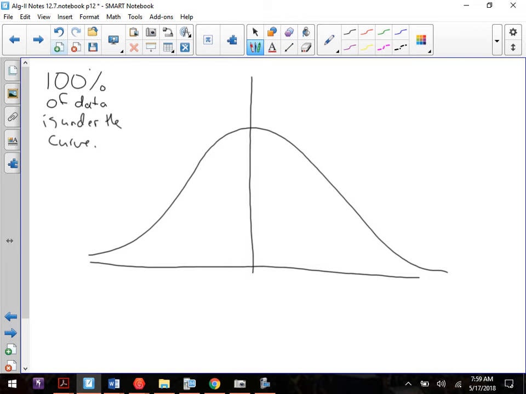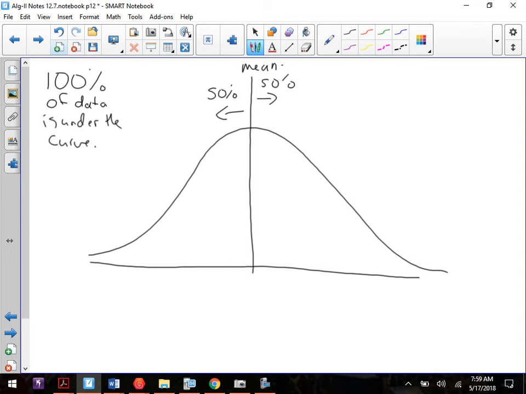Now, in a normal curve, normal distribution, when I say that you have 100% of data underneath the curve, that means the total area under the curve is 1. Remember, because it's 100%, so move that as a decimal, it's just 1. Half of all the data is to the left and to the right of the mean. What does the mean stand for again? The average.